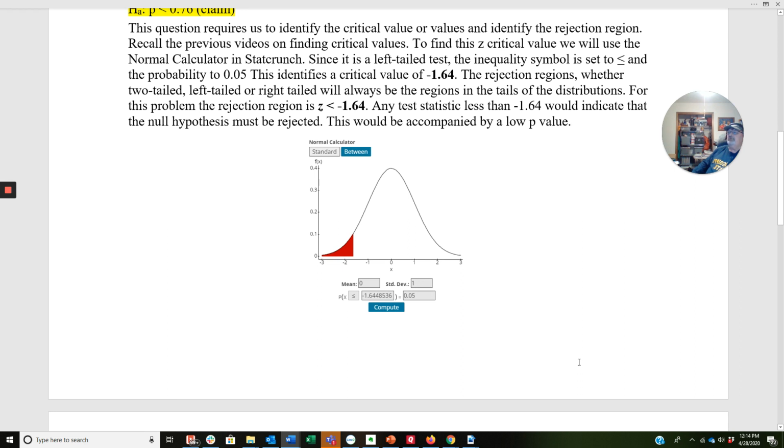Now, when I put this in the normal calculator, I use the standard function because I'm doing a left-tailed test, so I only need the shaded area in the left tail. The mean is still set at 0 and 1. For my x, notice I changed this symbol to less than or equal to, and I put the 0.05 significance level over here, and I get a rounded z-score of negative 1.645. This is a common z-score for many hypothesis tests run at a significance level of 0.05. So there's my critical value.